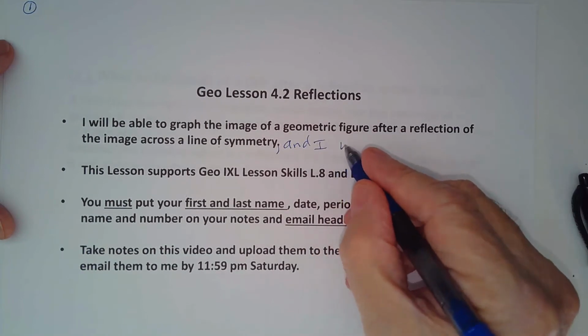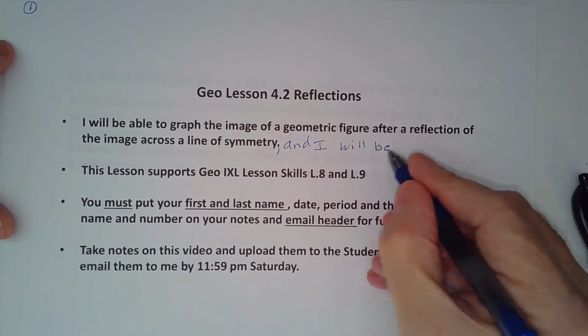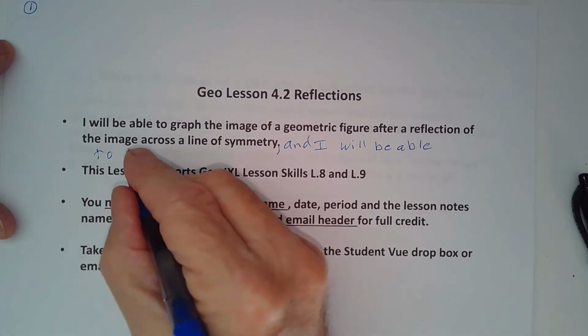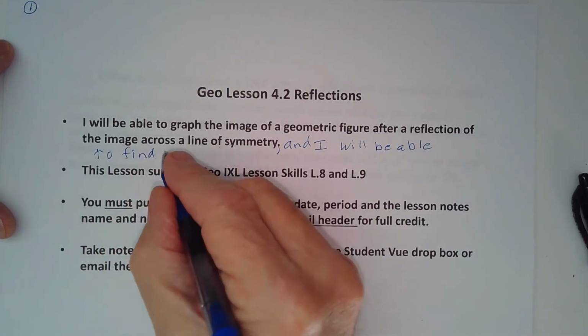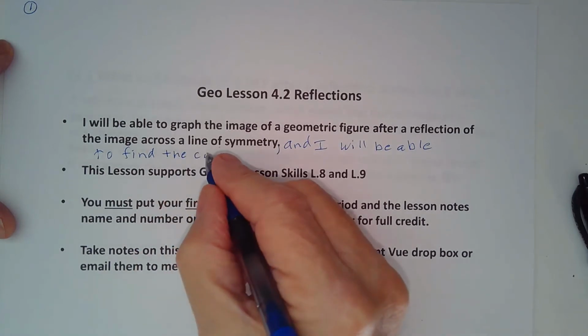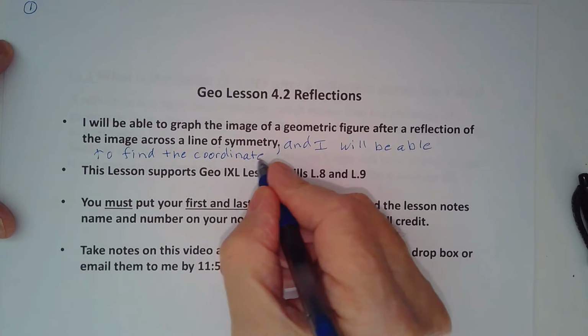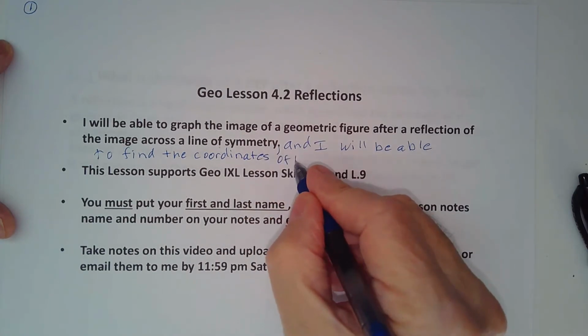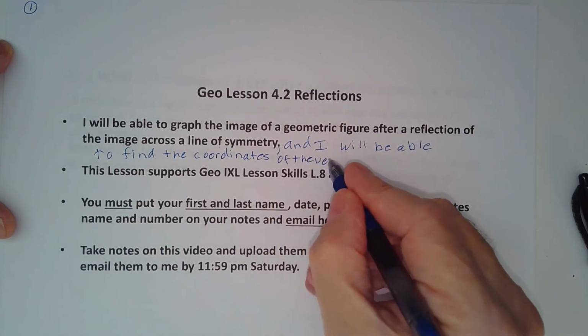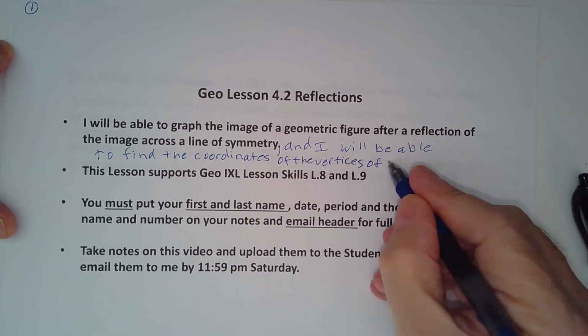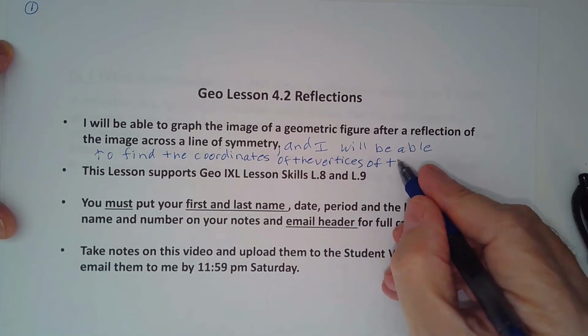I will be able to find the coordinates of the vertices of the reflected image or the reflected pre-image.